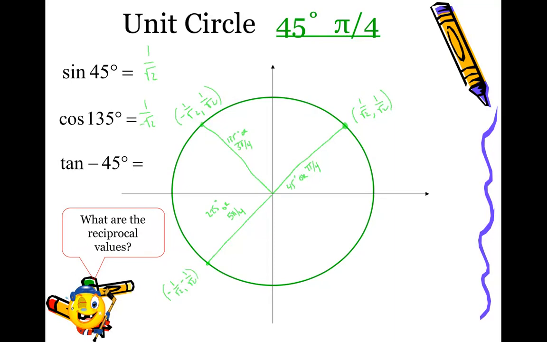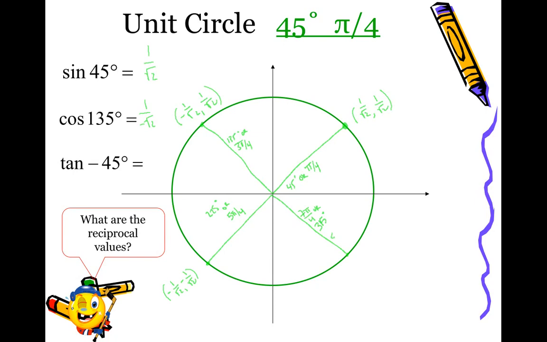This right here is going to be negative 45 degrees. So this will be 360 minus 45, which is 7 pi over 4. Or it's, oh goodness, 315? Yeah.